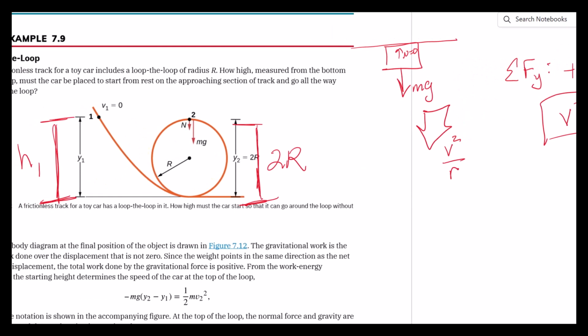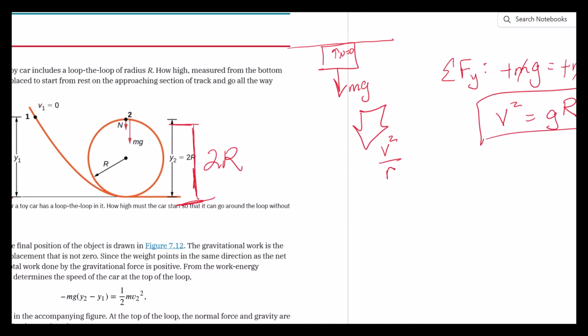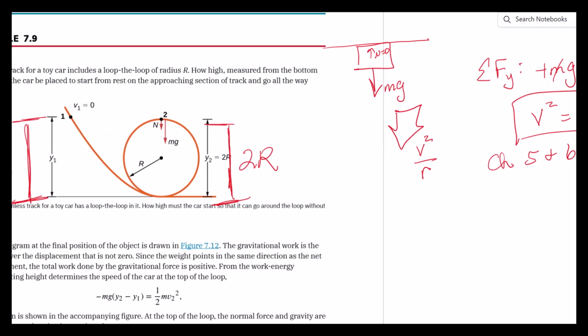Okay, so now that is in theory something we did in chapters 5 and 6. Something you should know this already. So that's a "you should know this already" part of the problem. And if not, that's okay, just go review it and you'll figure it out. Now for the work-energy part.